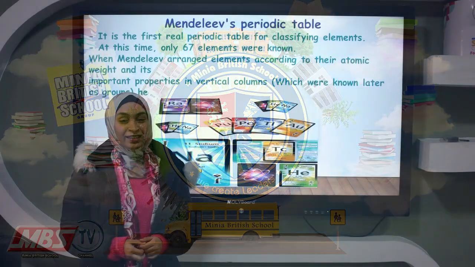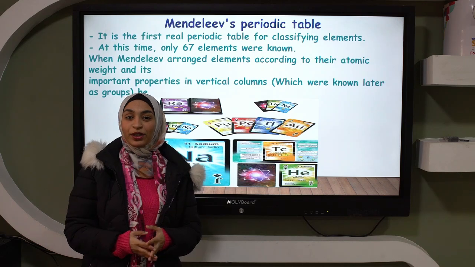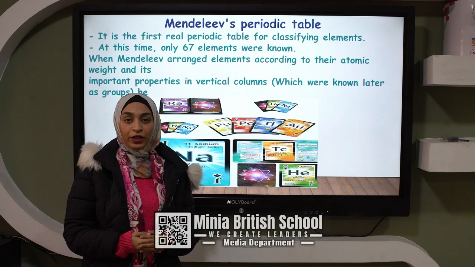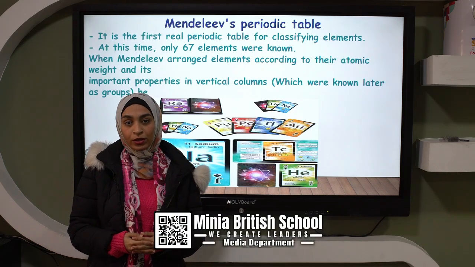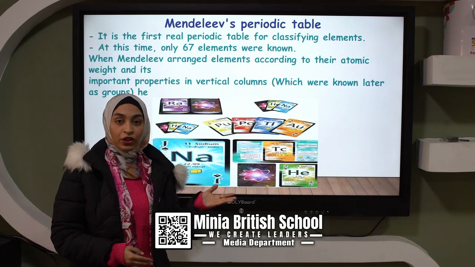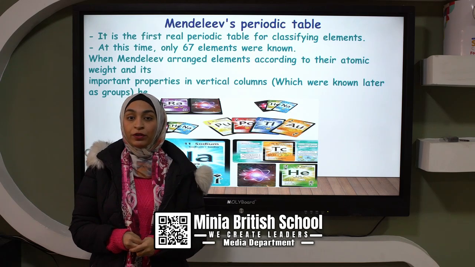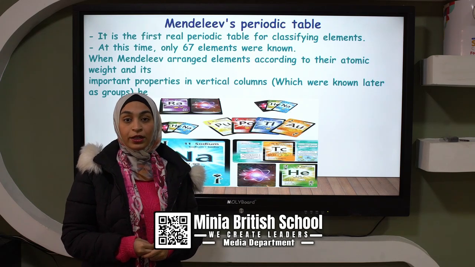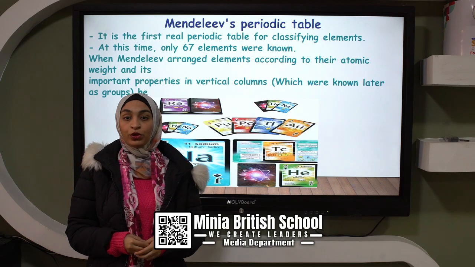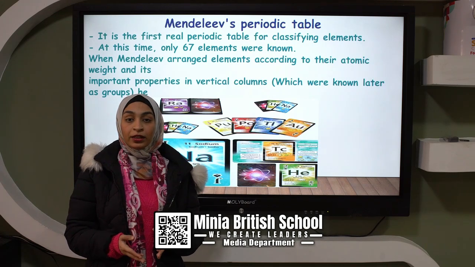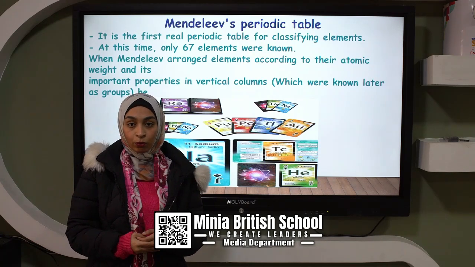Students in grade 8, today we are going to make a quick revision of the first term, starting with Unit 1, Lesson 1: classification of some elements in the modern periodic table. The first real table for classifying elements is Mendeleev's, which arranged elements ascendingly according to their atomic weight.